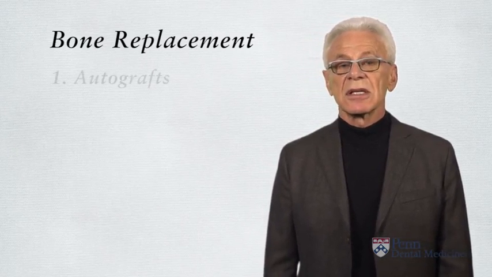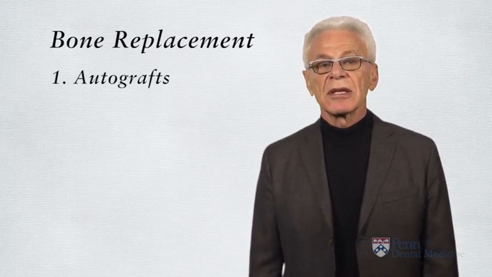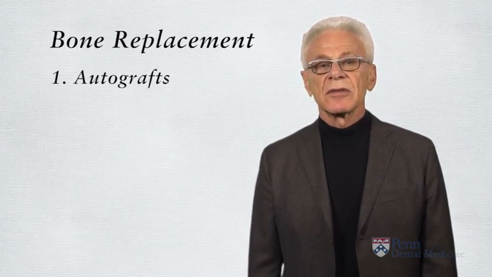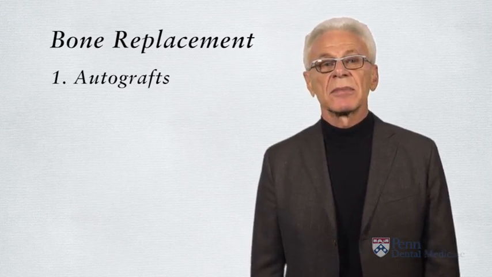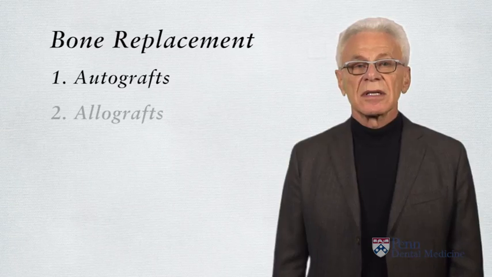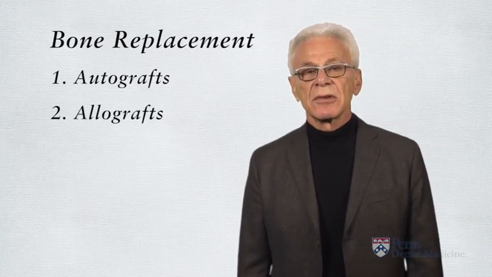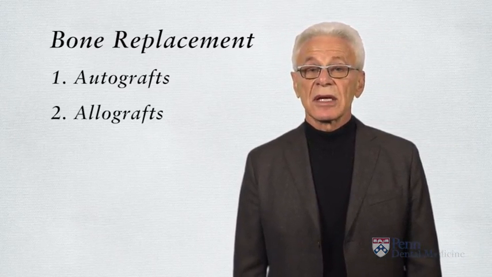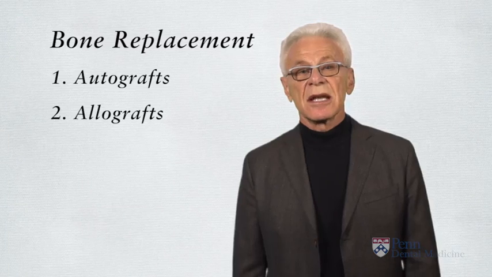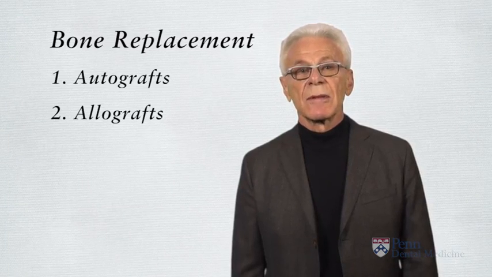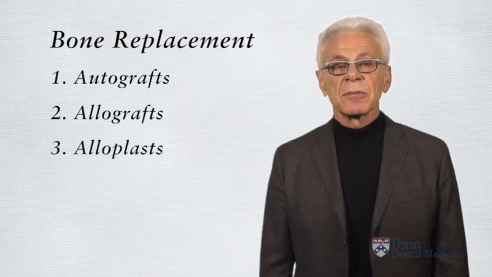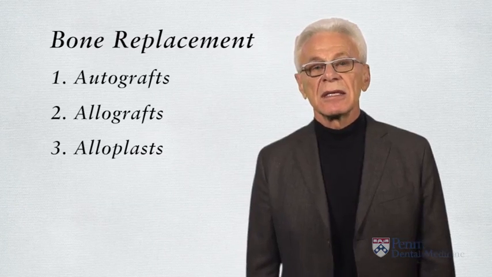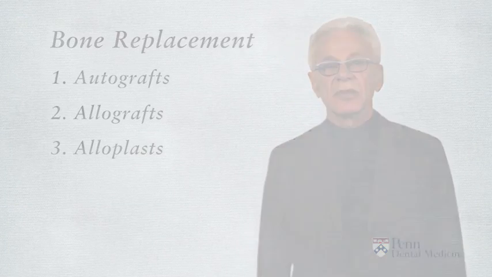The first one is the autograft, which is bone taken from the same patient. This bone is taken from another part of the body, such as the iliac crest, for example. The second is the allograft, which is bone taken from another human being. This bone is taken from a cadaver and processed in a lab so that it is ready for grafting. The third is the alloplast, which is a synthetic bone replacement material. It is made in a lab to mimic bone structure.